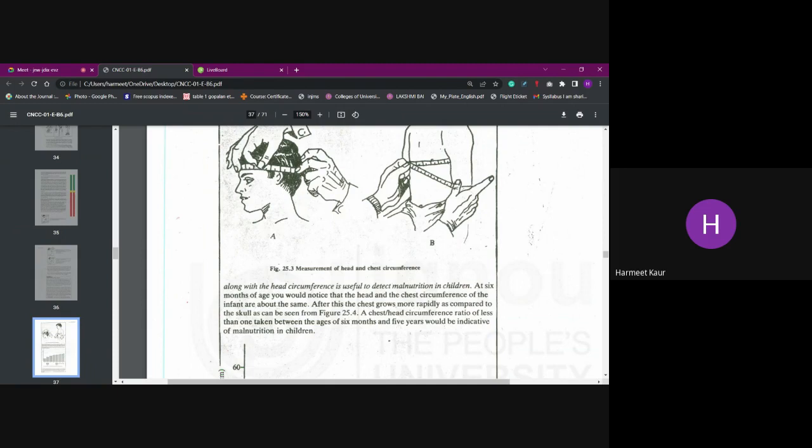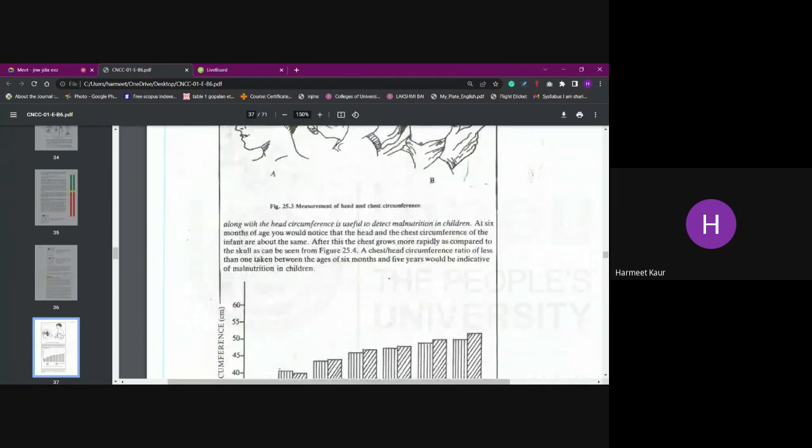So these circumferences are also indicative of the nutritional status of the child. Once the head and chest circumference were almost similar, or the head a little larger than the chest, later the chest circumference will increase in comparison to the head. So these are also different bodily measurements that will help you in assessing the nutritional status.